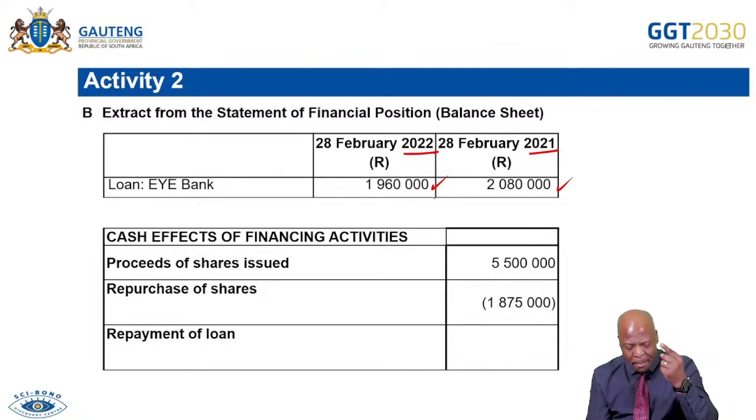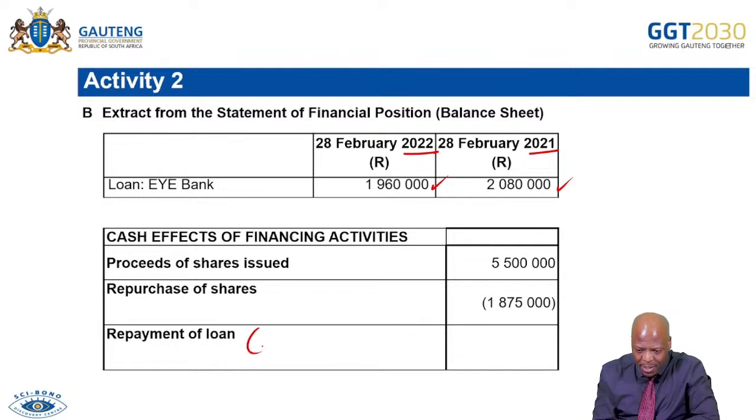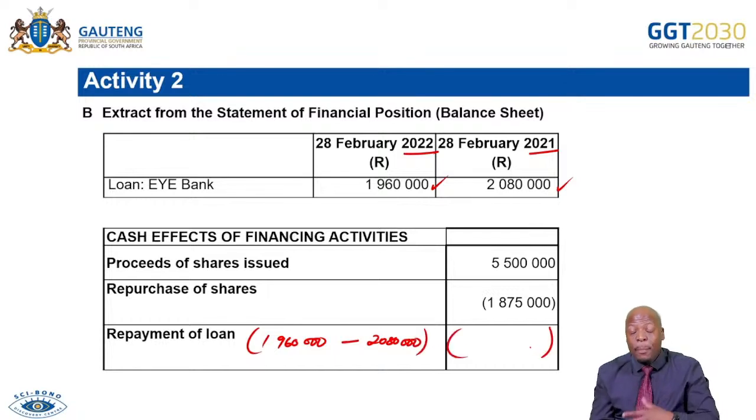So once I pay, remember, it's a cash outflow. I'm going to say 1,960,000 minus 2,080,000. That's going to give me an outflow. Why an outflow? Because my liability has decreased. Liabilities only decrease when we pay. So I have a cash outflow. How much do I get here? 120,000.